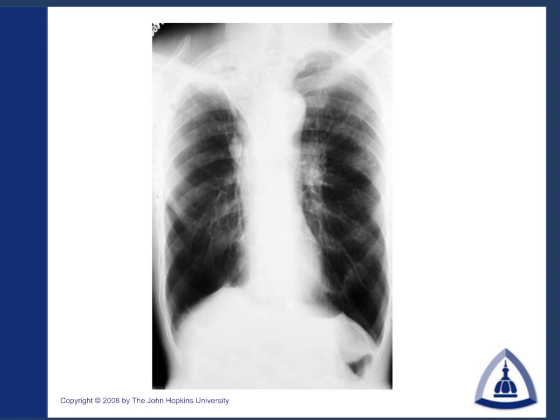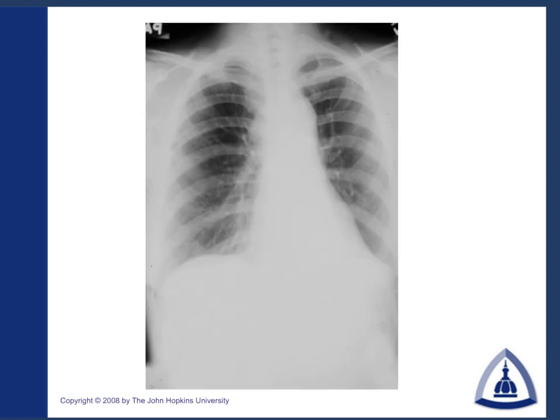This is a gentleman with a right upper lobe atelectasis. You see the left upper lobe is nice and aerated up here. We have this infiltrate right here, and the minor fissure, which normally is down in this area, is pulled up, and we have atelectasis of the entire right upper lobe.